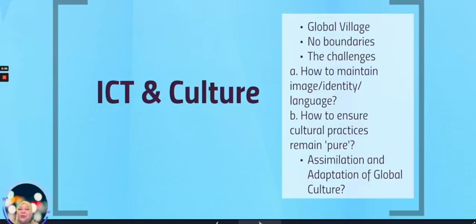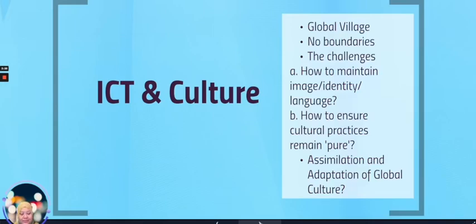And of course, when you talk about global village, there are no boundaries. You don't talk about international boundaries anymore, because you don't have to use your passport in order to learn the culture in Switzerland, for example. You don't need your passport in order to learn the culture of Africa. You don't have to travel to France in order to learn French. You can do that online. So there are no boundaries. And the problem with this global village and the fact that there are no boundaries, we have two challenges, basically two main challenges.